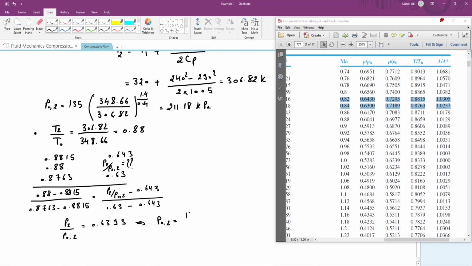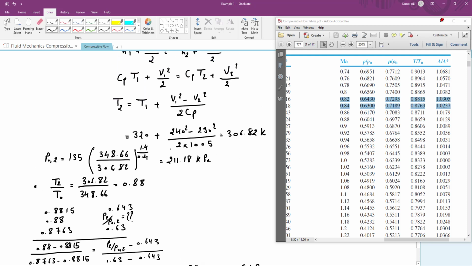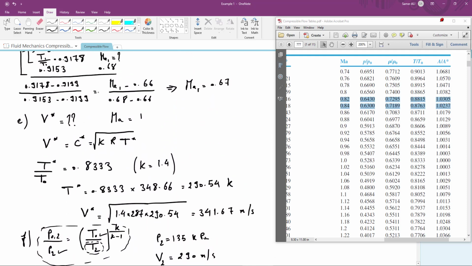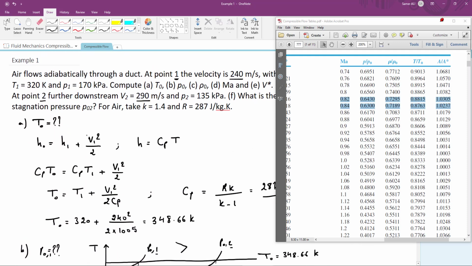So P02 will be equal to P2 over 0.6393. So this will be also 211.18 kilopascal, the same value obtained using the isentropic relationship. So now this is the end of this example, and I hope that you were able to solve this problem. If not, don't worry, we will solve many problems in this course. So let's practice more in the next video and try to solve another problem.